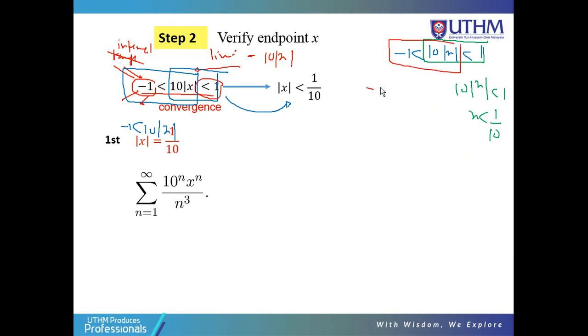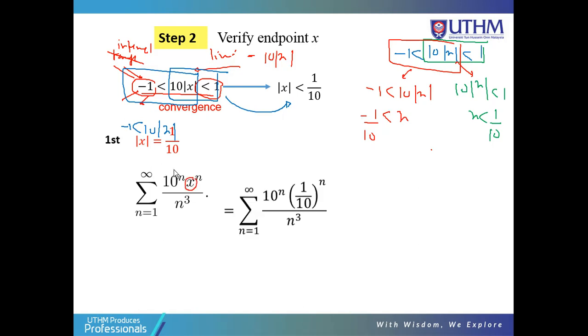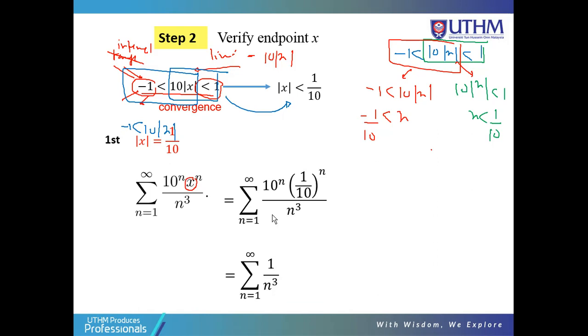Okay, -1, then x. So x is more than -1 over 10. Okay, one for here, so you have the two points. So the value of the x here, you substitute in this x, and then you get 1 over n power of 3. 1 over n power of 3, what is the type of the series?